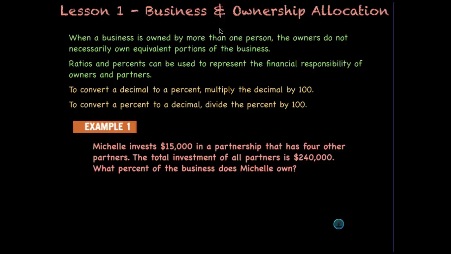If you're going the other way and you're converting a percent to a decimal, then you divide by 100. When you're working with math problems, you always want to use percents in the decimal form. So if you have a percent, make sure that you divide by 100. Let's look at the first example.